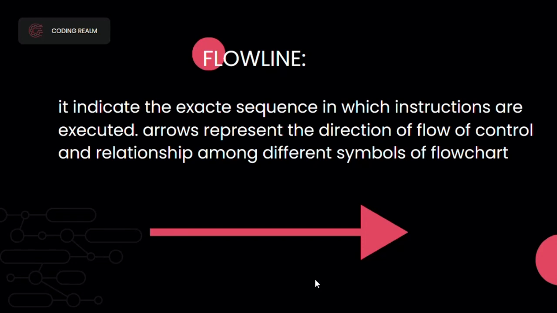The flow line indicates the exact sequence in which instructions are executed. Arrows represent the direction of flow of control and the relationship among different symbols of the flowchart.